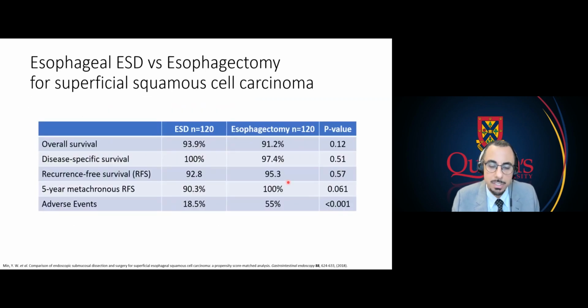And here you can see the results, again looking at overall survival, disease-specific survival, and recurrence-free survival. There wasn't any significant difference between the two. However, the 5-year metachronous recurrence-free survival was different between the two, which is expected. Generally for squamous carcinoma, it's a bit of a field defect. So these patients tend to develop other lesions in other areas of their esophagus. And that's why generally after endoscopic resection, they're usually under close surveillance. And the vast majority of the recurrences are mucosal and can be managed endoscopically.